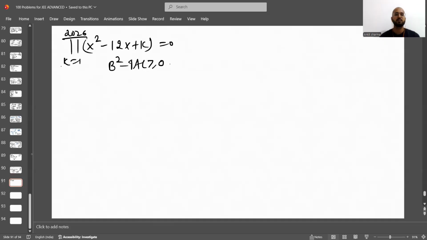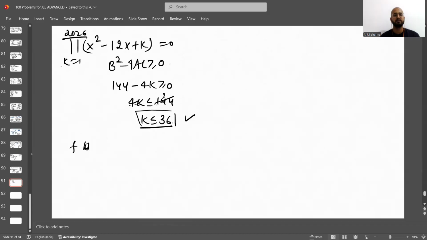Okay, so start with this. 144 minus 4k is going to be greater than or equal to 0. That means 4k is less than or equal to 144, so k is less than or equal to 36. So f will go only up to 36.